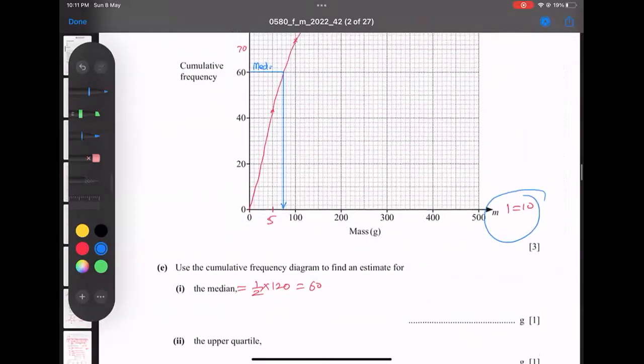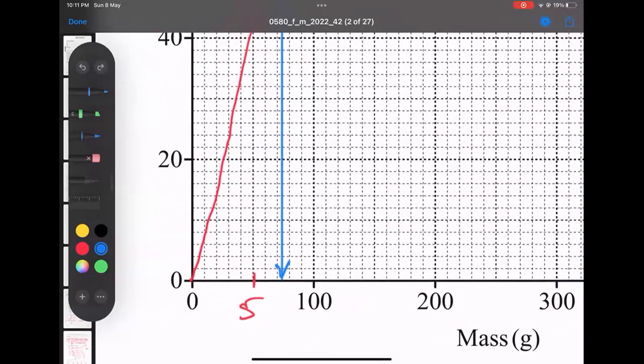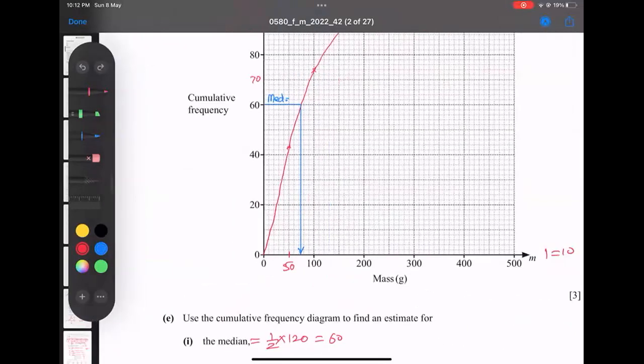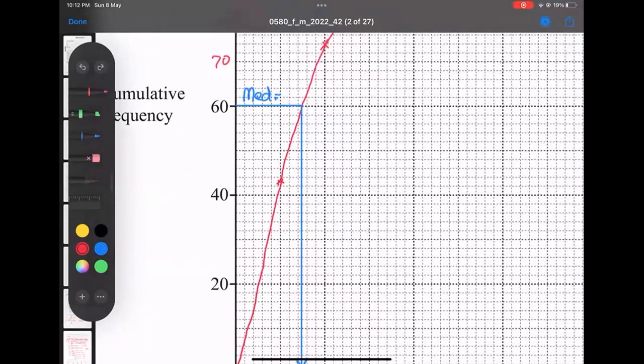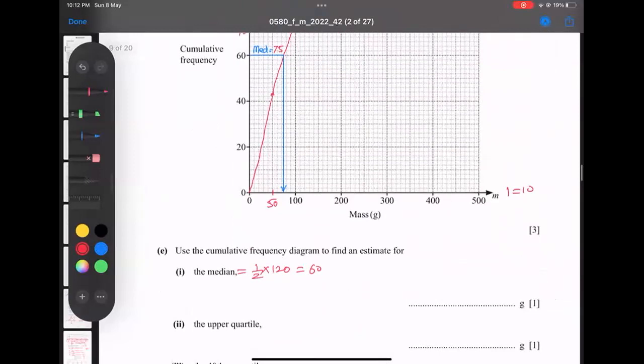Look at here. One box is 10. If one box is 10, so this first one is 50. So 50, 60, 70, 80. This is 75. So it means very, very clear, and I got the answer 75. So median is 75. Alhamdulillahi Rabbil Alameen. Upper quartile.